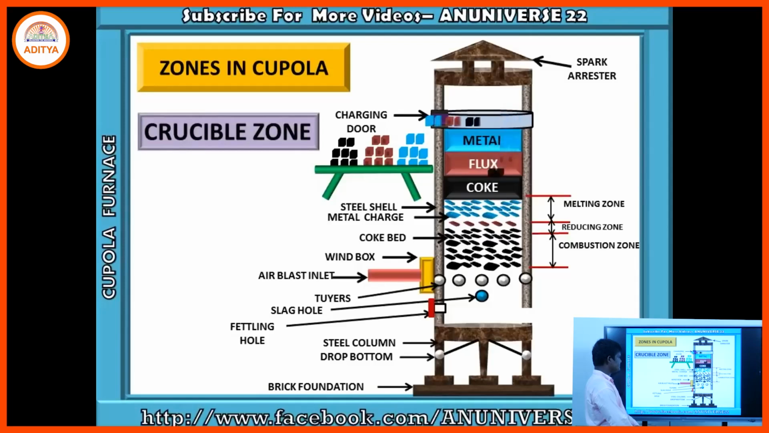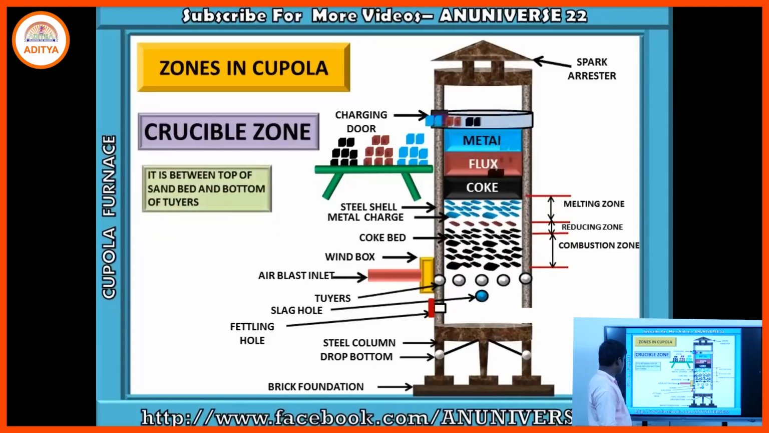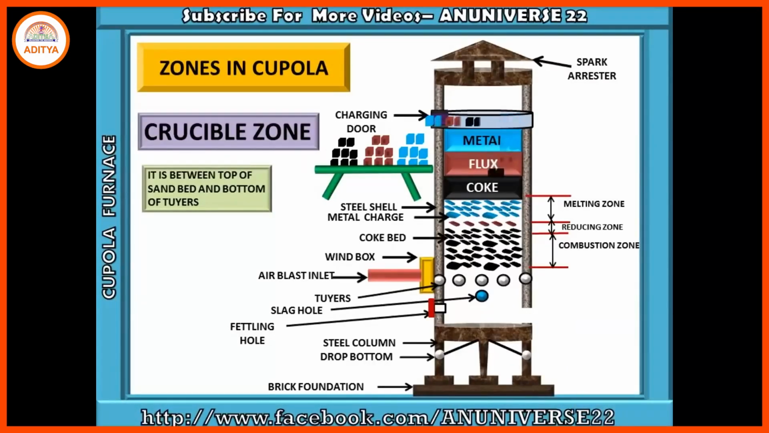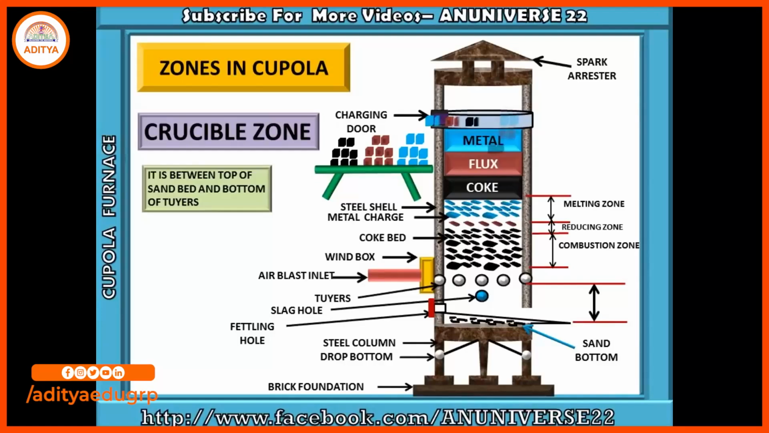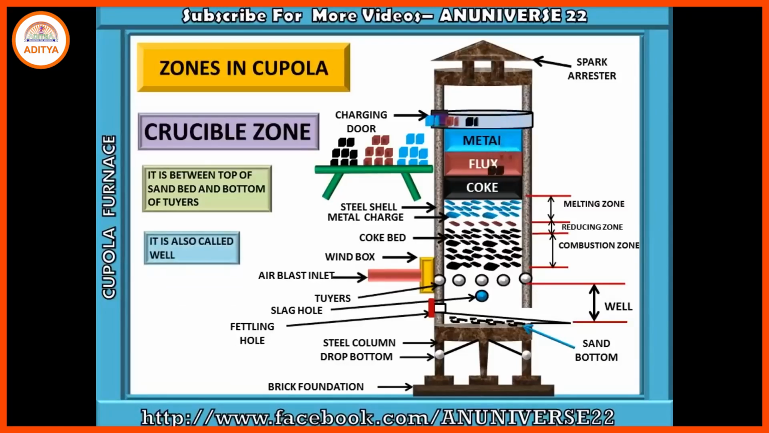Crucible zone. It is between the top of the sand bed and the bottom of the tuyeres. In between that zone the crucible zone is positioned. It is also called the well zone. Here the molten metal accumulates.